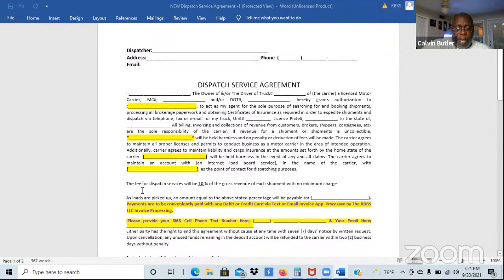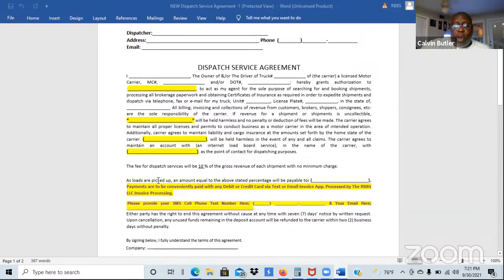All right. As loads are picked up, an amount equal to the above stated percentage will be payable to. Remember, you're now below the fee line. That's going to be payable to you. Put your company name there, because everything below the fee line that is not in yellow is where you put your information. What is in yellow below the fee line is where the carrier's information goes. So that means your company name goes there.